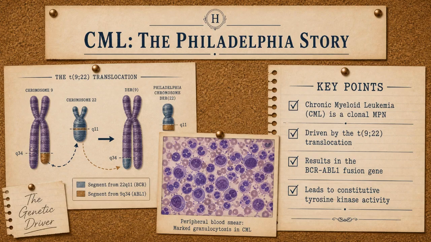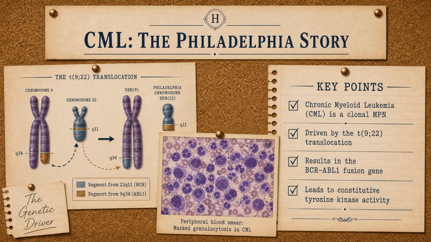This translocation creates the BCR-ABL1 fusion gene, which produces an always-on tyrosine kinase that drives uncontrolled cell growth. Think of it like a cellular accelerator pedal stuck to the floor. For us histotechs, BCR-ABL1 positivity is the absolute diagnostic hallmark of CML. It's the definitive proof, even more so than morphology.